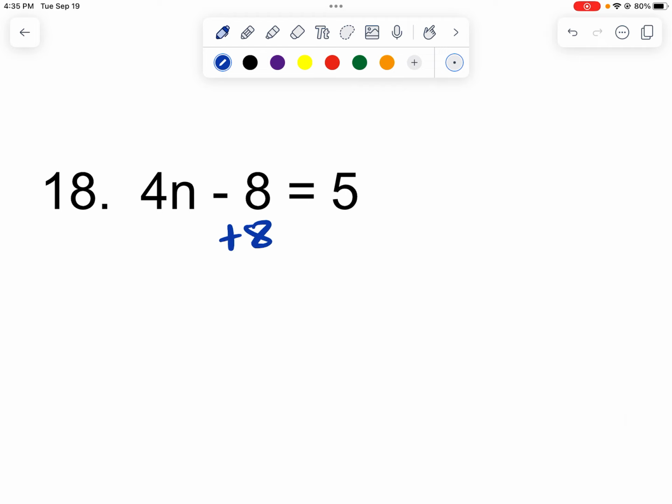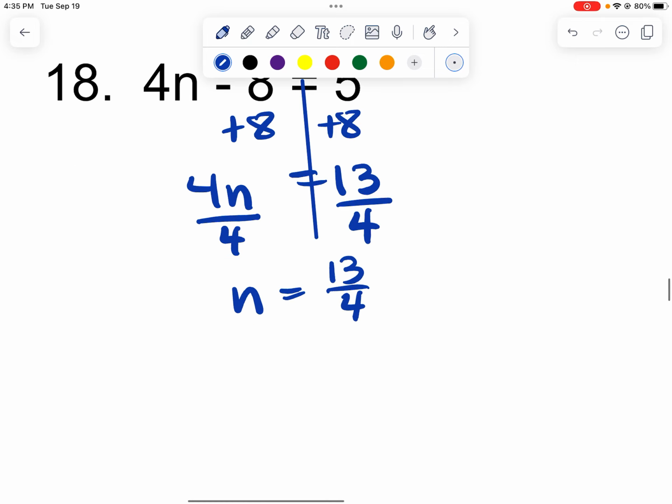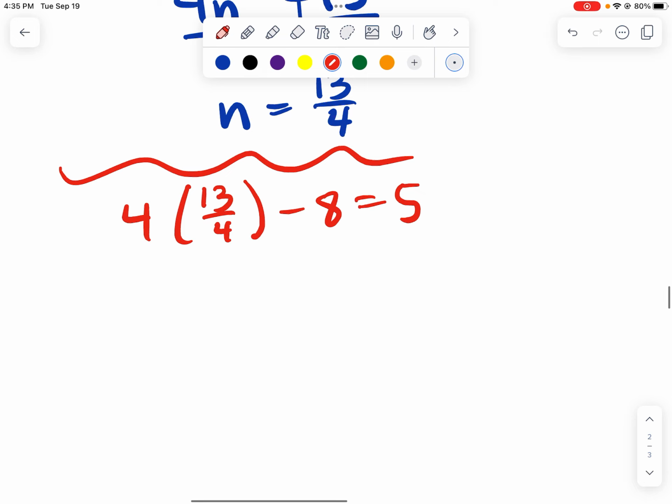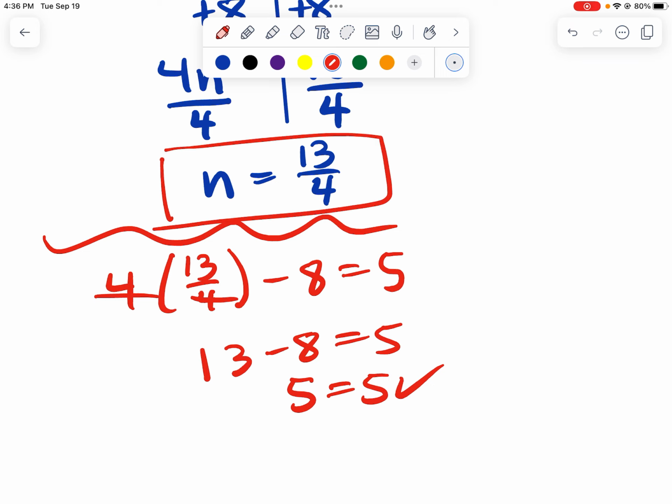Okay, here I'm going to add 8 to both sides of the equal sign. I get 4n equals 13. I'm just doing all sorts of fractions for you. Divide by 4 on both sides, n equals 13 over 4. Okay, so 4 times 13 over 4 minus 8 equals 5, right? Yeah. So this cancels with this. 13 minus 8 equals 5. 5 equals 5. It works. So 13 over 4 is my answer.